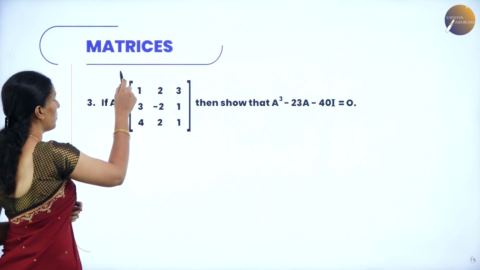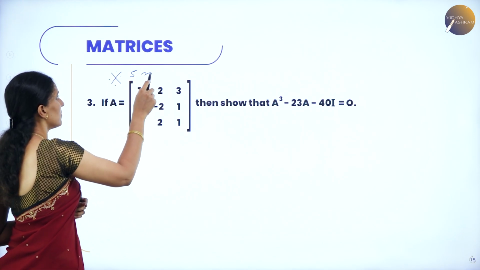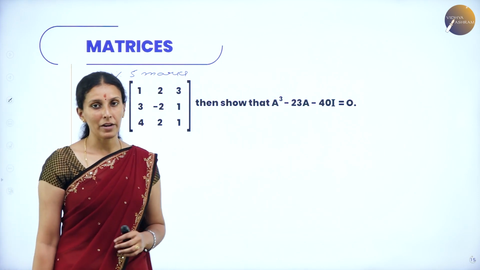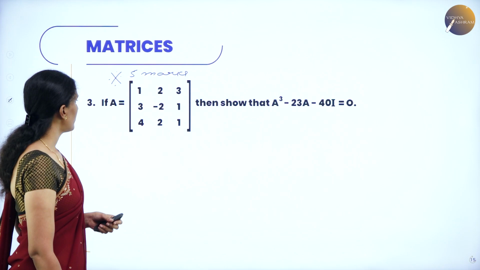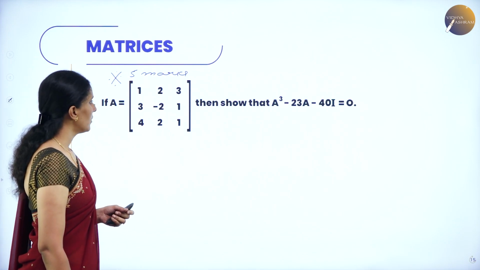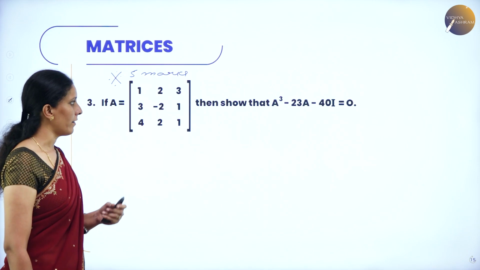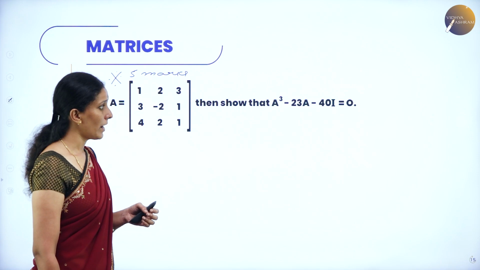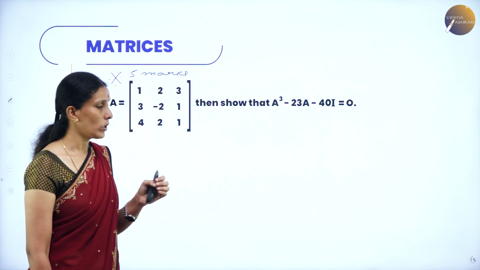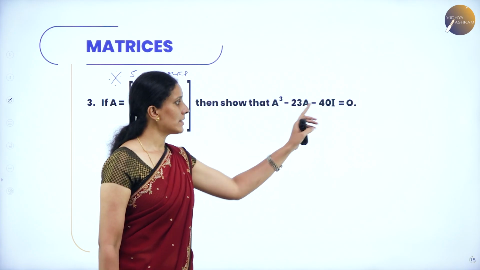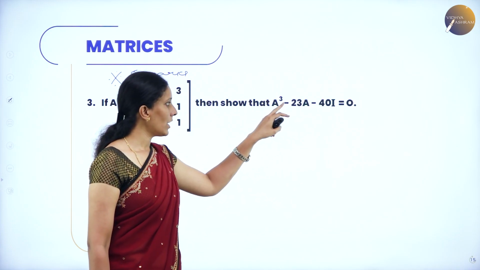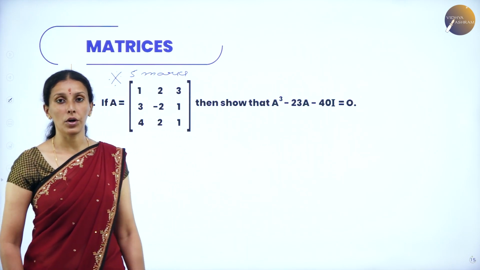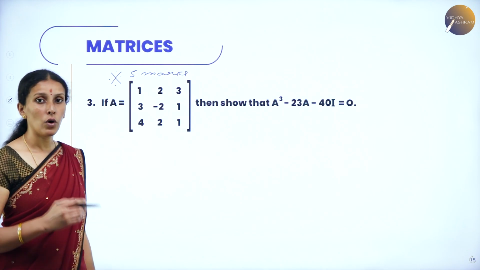So this is also one of the important questions for 5 marks here. So this is also a question from the operation of matrices. So here we have, if matrix A is 1, 2, 3, 3, minus 2, 1, 4, 2, 1, then show that A cube minus 23A minus 40I is equal to O, that is null matrix. So when you solve this equation by substituting A cube, 23A and 40I, then the resultant matrix must be equal to the null matrix.